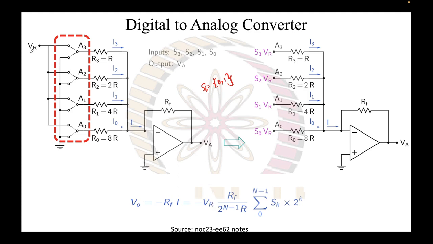So VR was 1 in that case. This value was 1. Here it's some generic VR. In the previous slide, we had talked about some specific values. This is the most general expression. For more details, you can refer to the notes of Professor Patil.